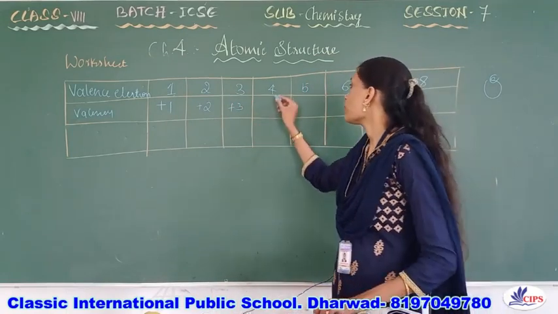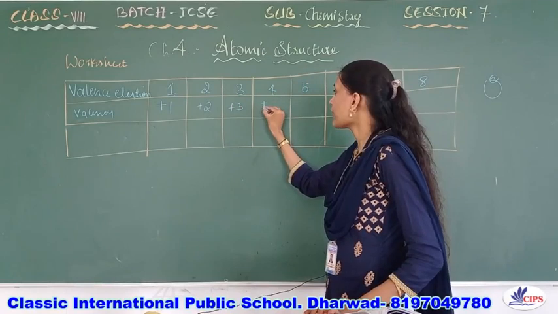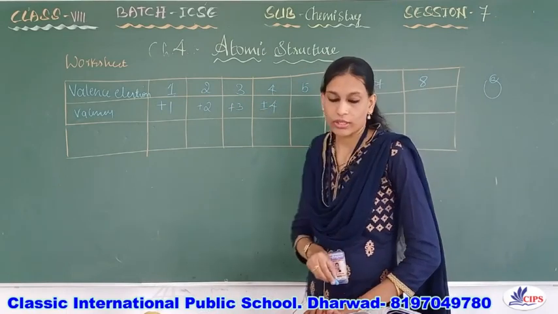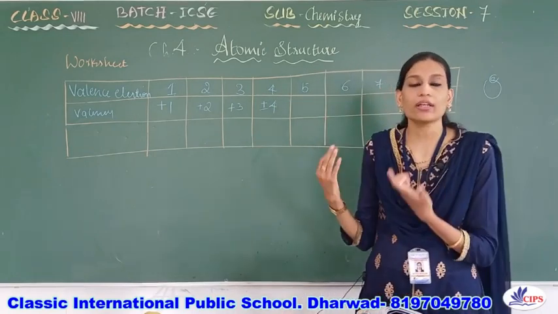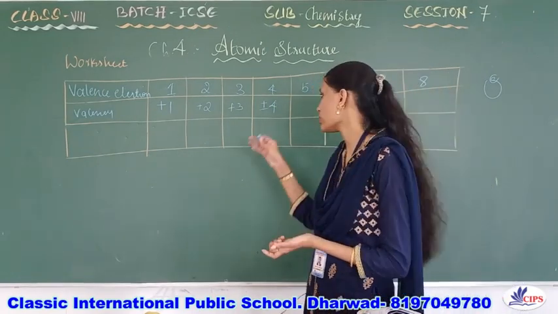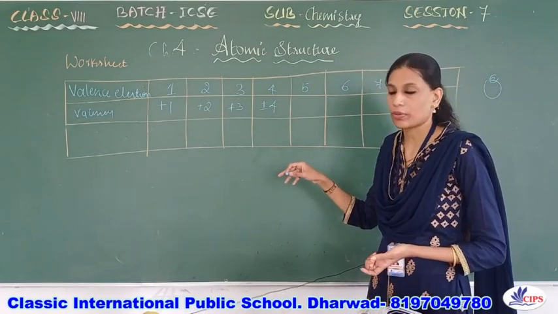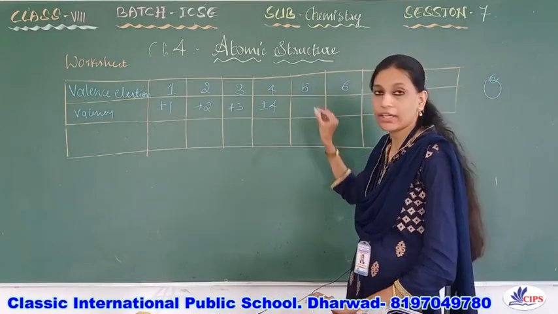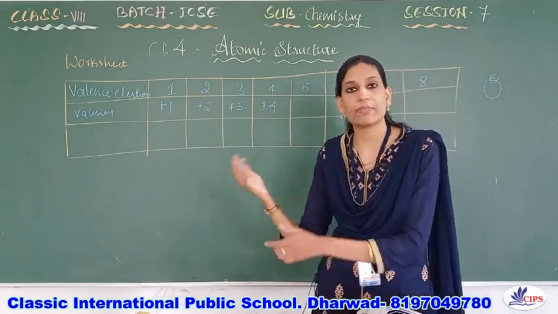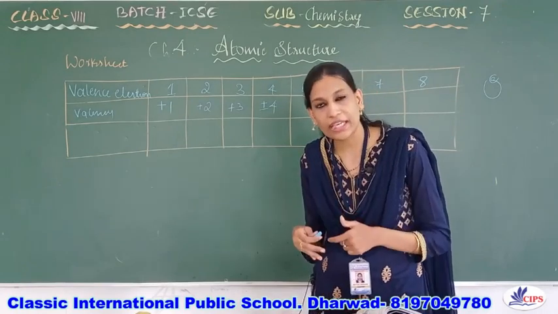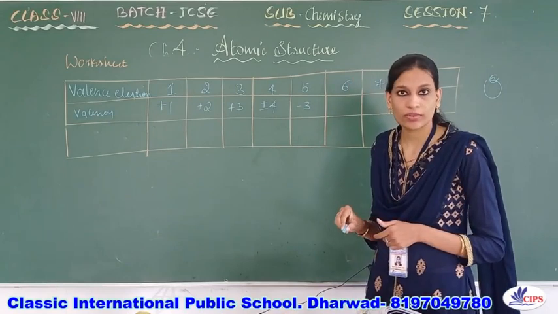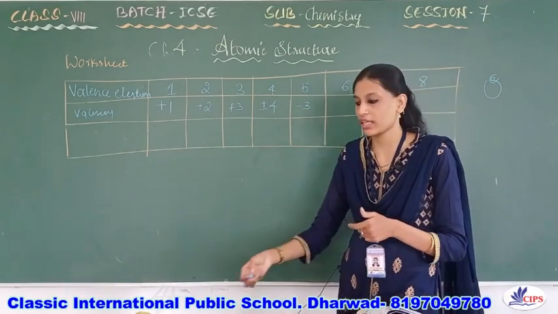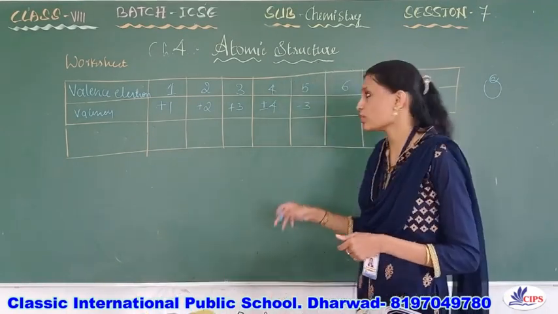Okay, so 4 means neither will it gain nor will it lose; it can gain also or it can lose also. So that is a metalloid. It has the property of a metalloid. So if 5 electrons are there in the valence shell, it is better to gain. If it is gaining, the valency would be -3, because it is gaining 3 more electrons.